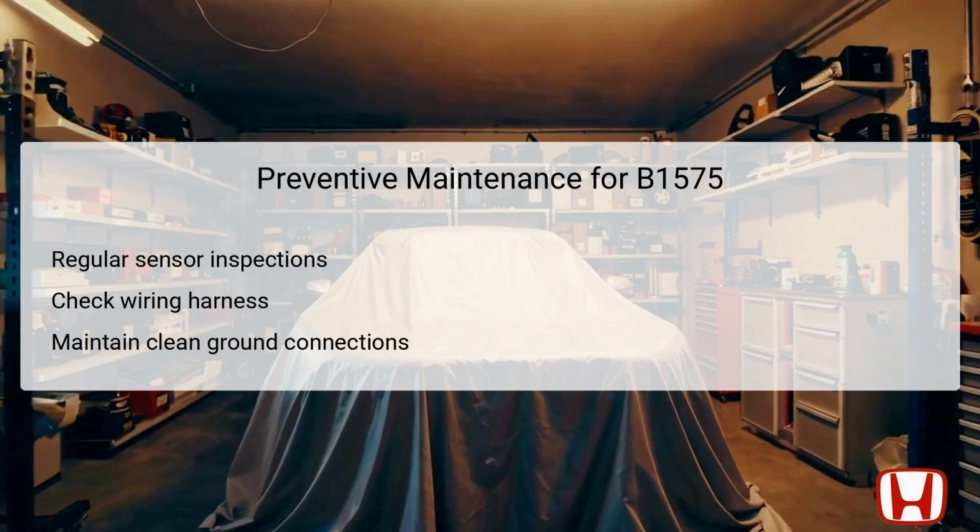Preventive maintenance plays a significant role in averting issues like DTC B1575 from returning in the future. Regular inspections of the automatic lighting sensor and associated wiring harness can help identify potential problems before they escalate.